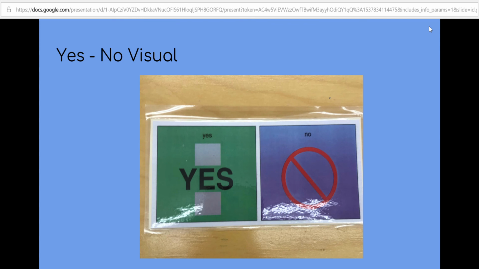We also have a yes-no visual. This is helpful for students working on yes-no questions, as well as indicating yes or no to a student if they are asking you a question.